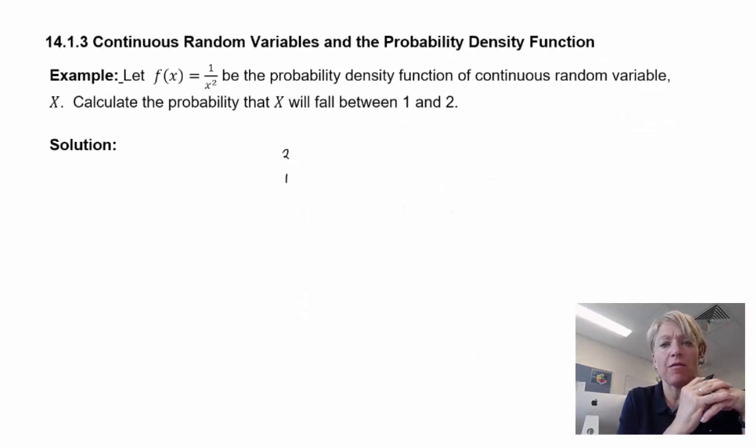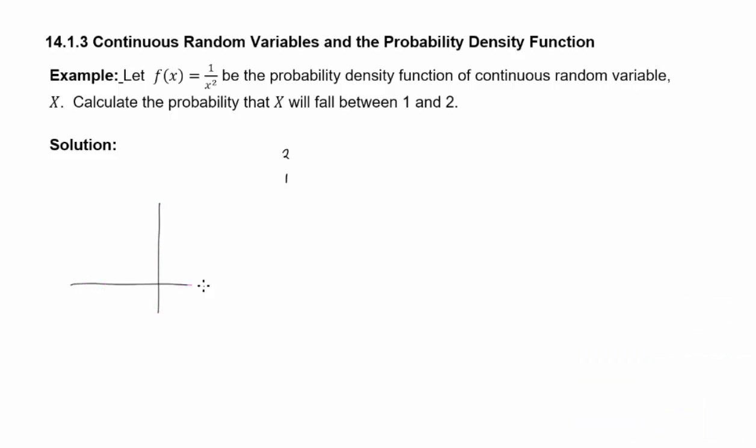Consider the probability density function f of x equals 1 over x squared. If we graph that probability density function, it will look something like this. And in the question, we're given a restricted domain. Calculate the probability that x will fall between 1 and 2. In other words, what is the area under this curve?